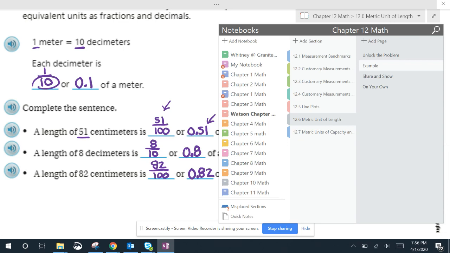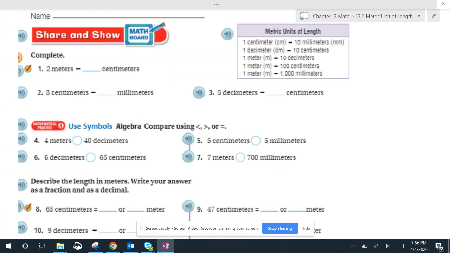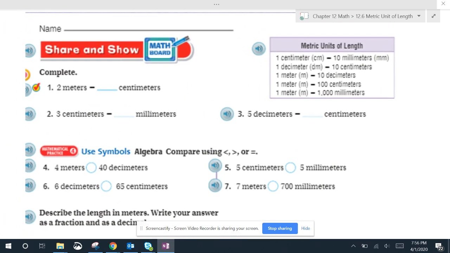Okay, let's turn to our share and show. This is where things really start to pull together. So we're going to go ahead and do number 1 together. Then I want you to try 2 and 3 on your own and pause the video.